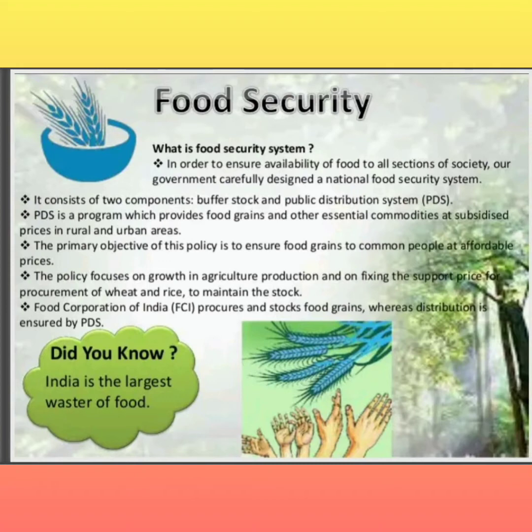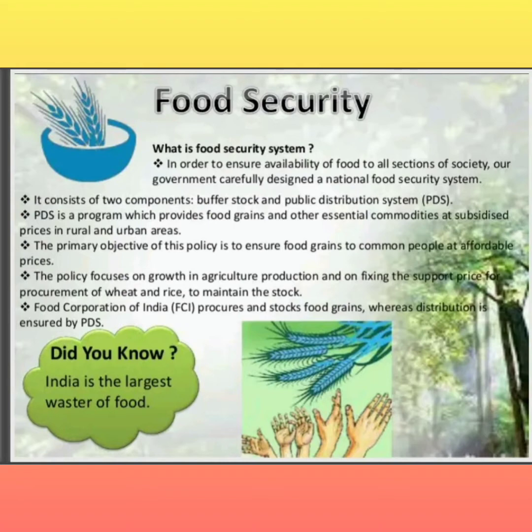Basically, this national food security system has two components, that is buffer stock and public distribution system, or the short form that we can use for public distribution system is PDS. Now what is PDS? PDS basically is a program that helps in providing food grains and other essential commodities at subsidized rate, or at low rate from the market price, in the rural and the urban areas for the lower section of the society, or the lower strata of the society, who are economically not well off.